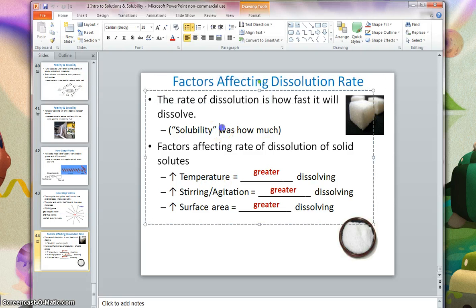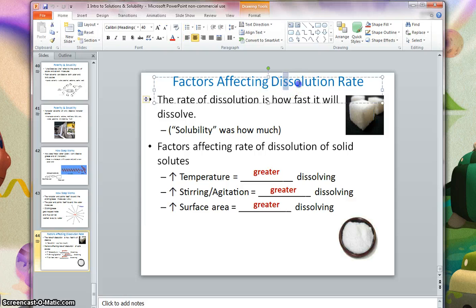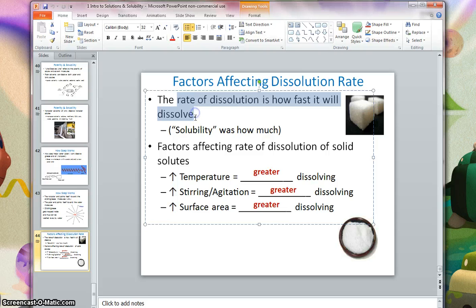Lastly, factors affecting dissolution rate. Dissolution means dissolving, right? So these are all fairly common sense, but I want to point them out. If you think about how you can more quickly dissolve something, the first thing you can do is increase the temperature. Obviously if you heat something, there's more kinetic energy, so solvation will have a higher frequency, so it'll dissolve faster.